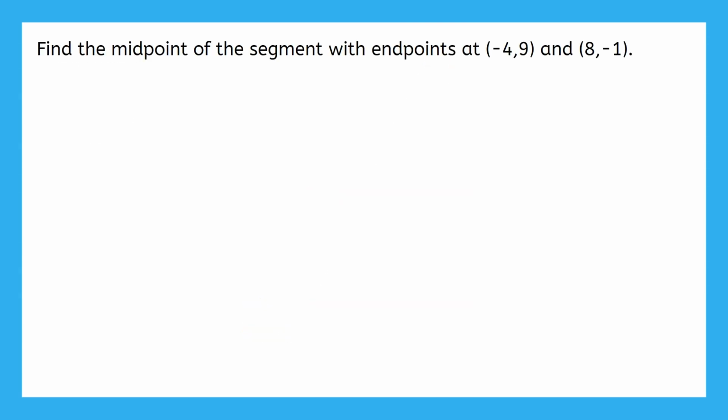Let's give this a try. Find the midpoint of the segment with endpoints at -4, 9 and 8, -1. You may choose to label your points like this and substitute their values into the midpoint formula, or maybe you choose to label your points like this. Either way is fine. Well, let's go ahead and use these particular labels so we all have the same work for this problem. Take some time here to pause the video and find the midpoint.